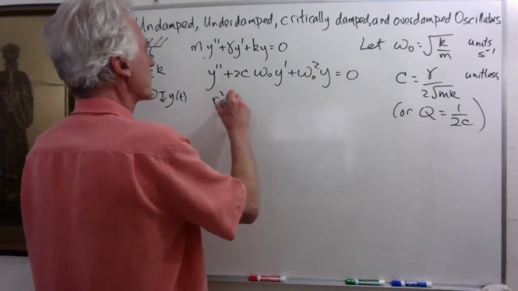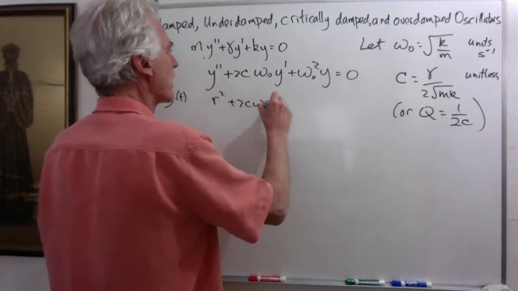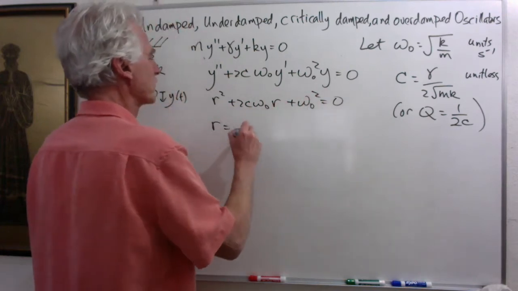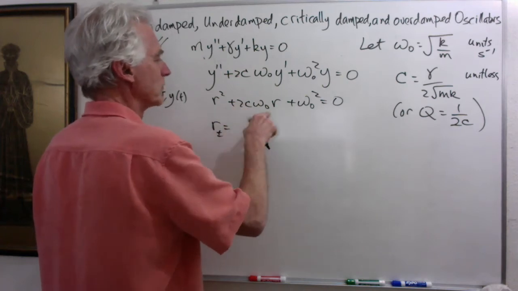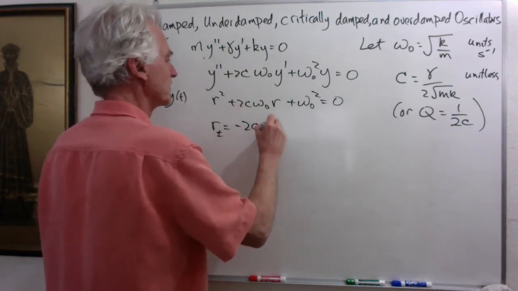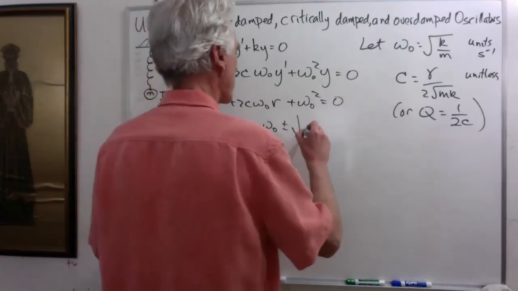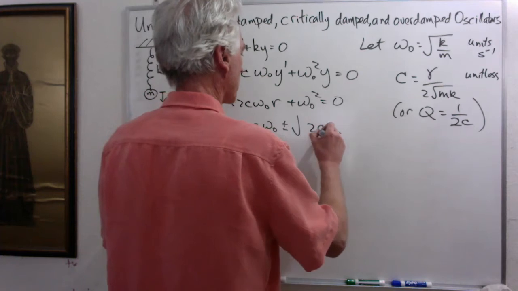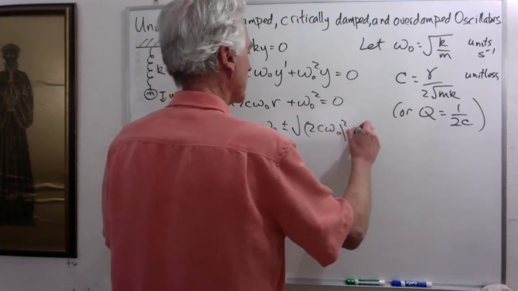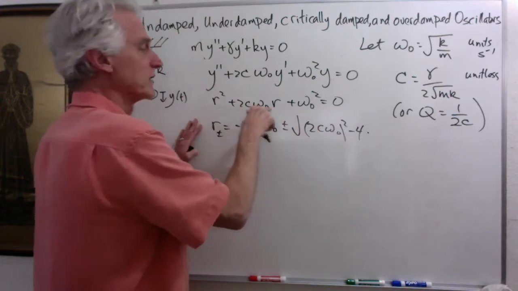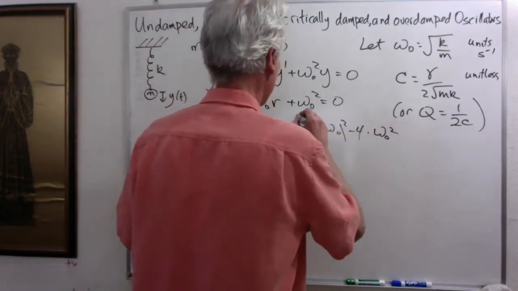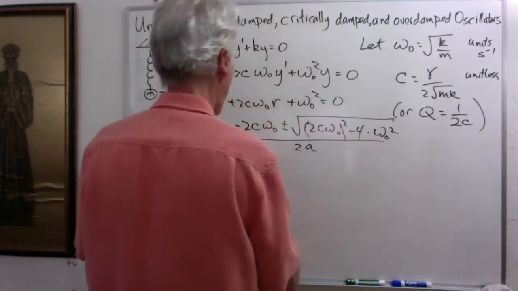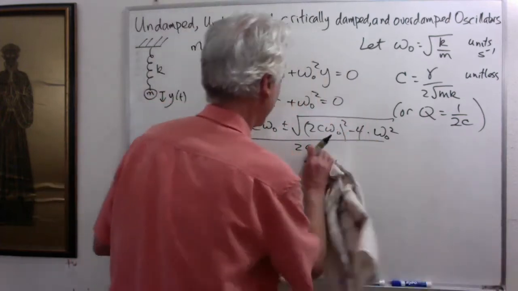So we have r squared plus 2c omega naught r plus omega naught squared is 0. Quadratic formula, r plus or minus is minus b, minus 2c omega naught, plus or minus the square root of b squared, 2c omega naught all squared, minus 4 times a, which is 1, times c, which is omega naught squared, all over 2a. But a is 1, sorry. All over 2.